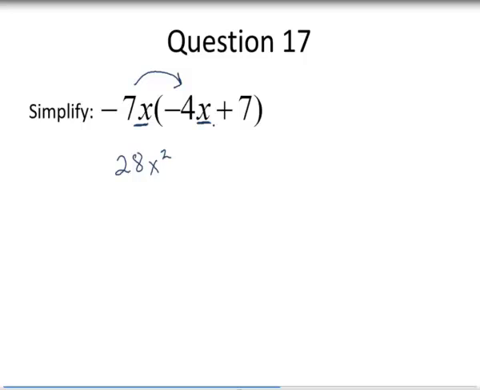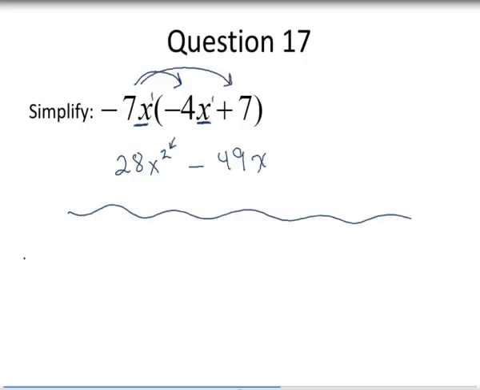And on your test, these two are not in the same question. I just want to make sure you guys aren't confused. These are not in the same question. But if the directions say factor completely, the directions will say factor completely. 28x squared minus 49x.